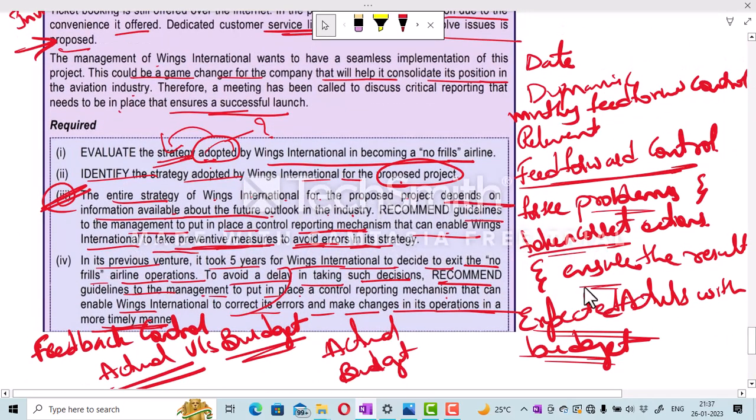For a proposed project, we can follow the feed forward control. We can foresee the problems that may occur in future, take the corrective actions, and escape the problems. Okay, that's all about this question. I think we have finished the case studies of the first chapter. Next, I'm going to start with the second chapter.